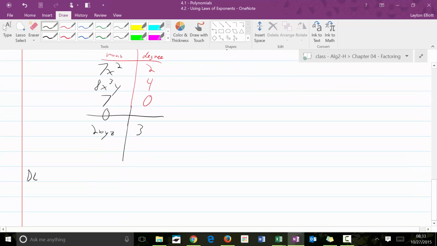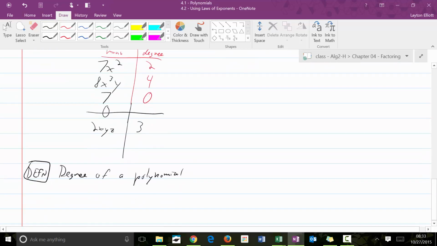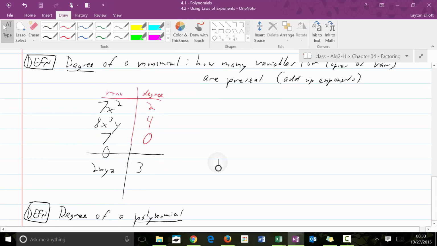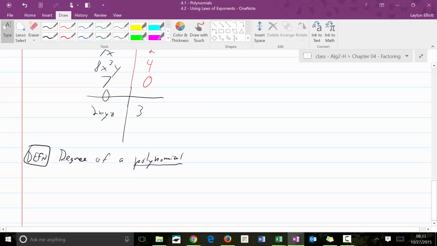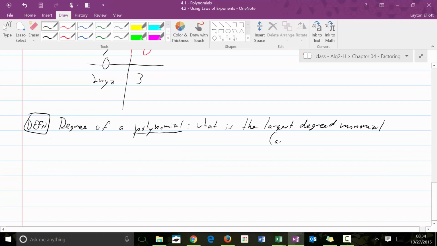But what people sometimes get confused with is the degree of a monomial versus the degree of a true polynomial. Those of you who have ever played euchre, I like to think that the degree of a polynomial is like one of the monomials acting as the trump card. The degree of a polynomial is the same as the degree of the largest monomial. So I ask, what is the largest degreed monomial? And that acts as a trump.